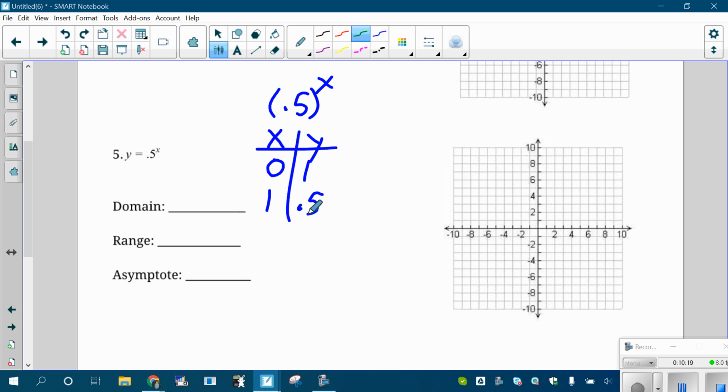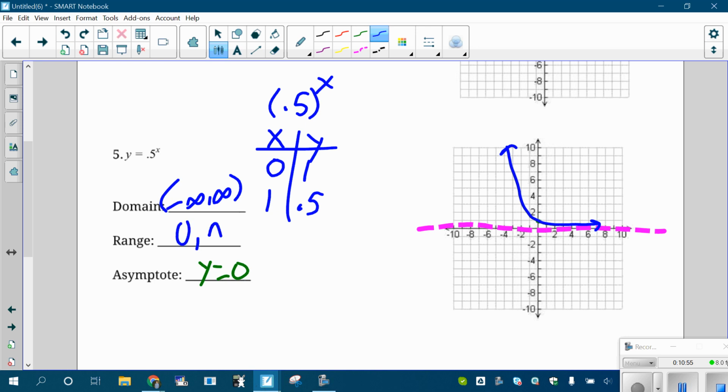So what's 0.5 to the first power? 0.5. So here are my 2 points, 0, 1, and 1, comma, 0.5. Asymptote is still y equals 0. There's no transformation, so that didn't change. I just have to be careful to remember that when I'm swooping down through those points, instead of swooping up, it's going to look something like that. Domain is still negative infinity to infinity, and range is still whatever the asymptote is to infinity.